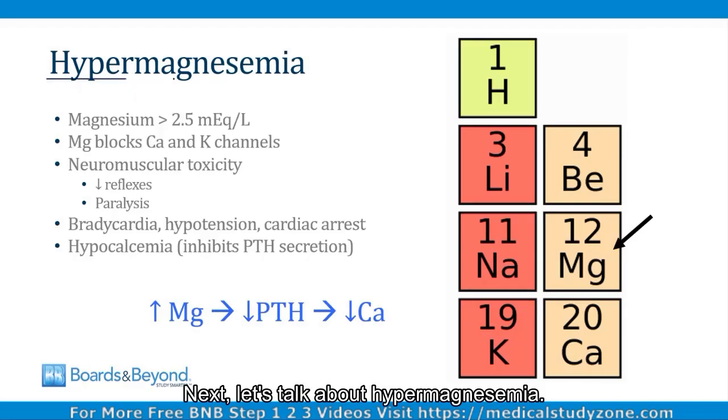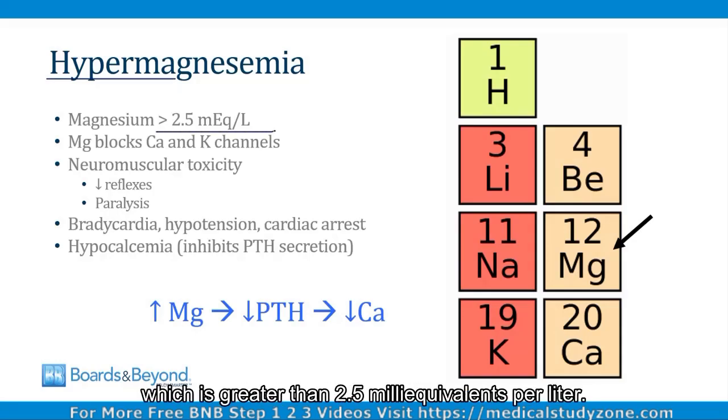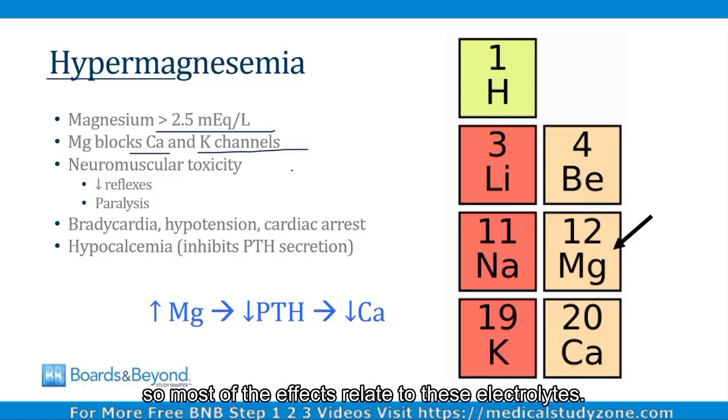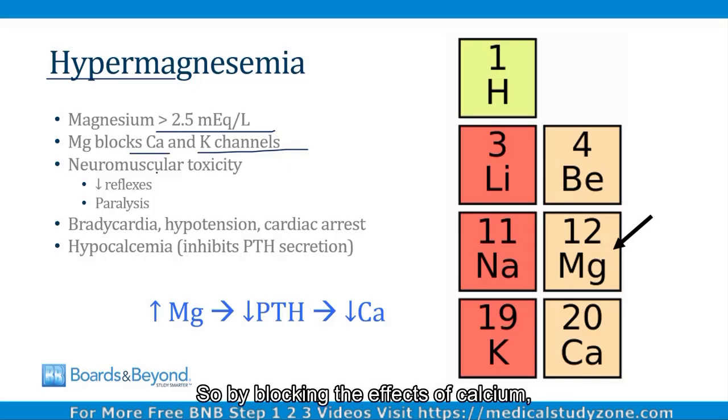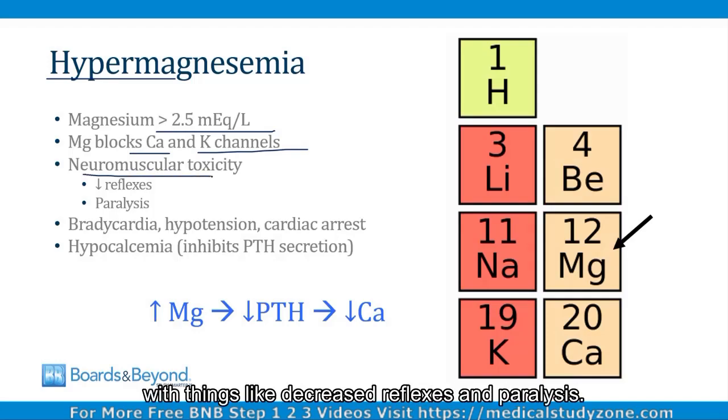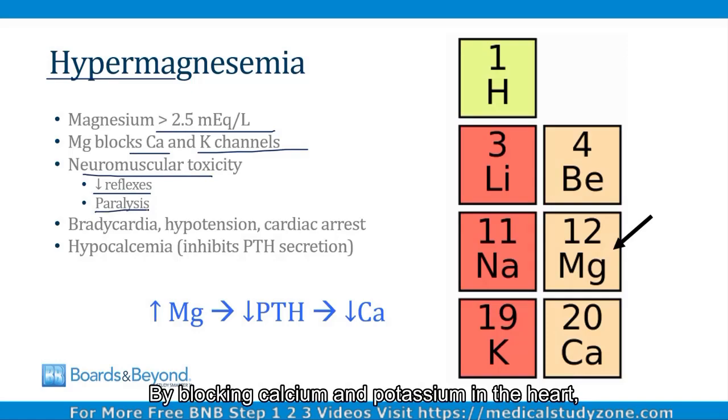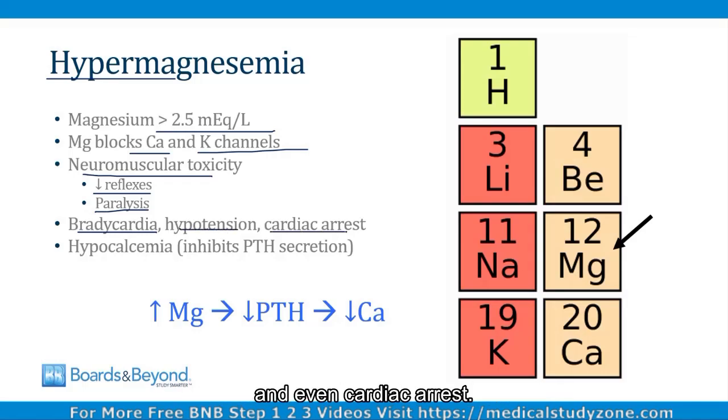Next, let's talk about hypermagnesemia. This occurs anytime the magnesium concentration is above the normal range, which is greater than 2.5 milliequivalents per liter. To remember the symptoms of hypermagnesemia, just know that magnesium blocks the effects of calcium and potassium, so most of the effects relate to these electrolytes. By blocking the effects of calcium, there can be neuromuscular toxicity with things like decreased reflexes and paralysis. By blocking calcium and potassium in the heart, this can lead to bradycardia and hypotension and even cardiac arrest.